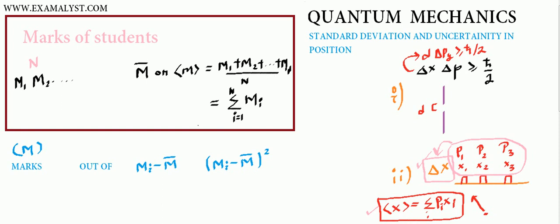Agreed? And you divided by n, so write 1 by n this side. Okay, so this is your average value. Now, there is another definition in statistics called the standard deviation.